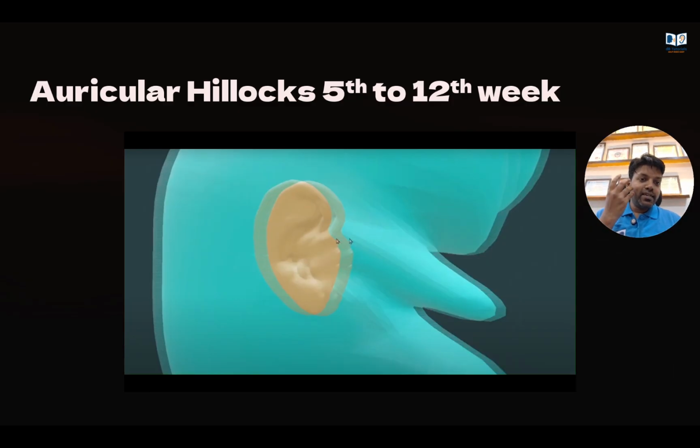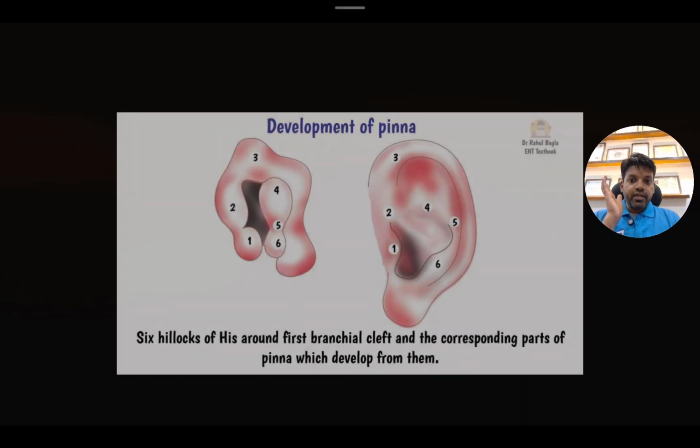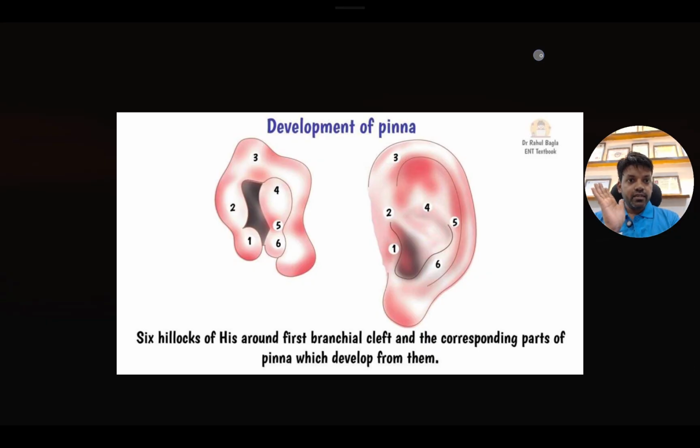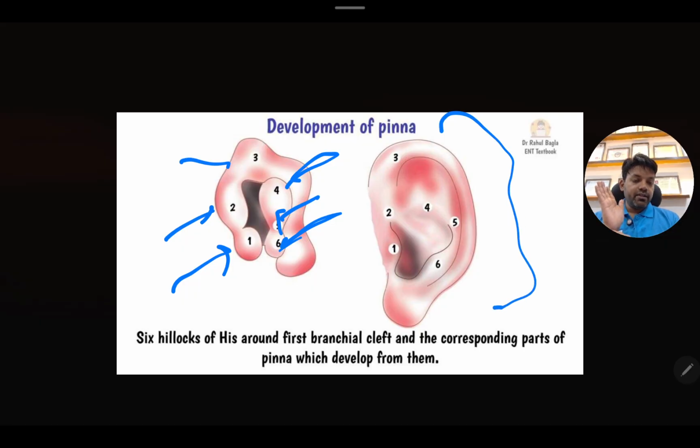But our pinna doesn't really look like 6 horizontal swellings, right? So there is a transition. Initially they are horizontal, then they start changing their positions. Slowly the first one will come here, then 2, 3, the 4th will go inside, then 5th and 6th. And then the pinna will get developed. So these are called the 6 hillocks.